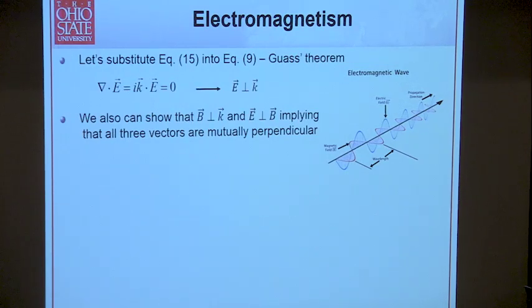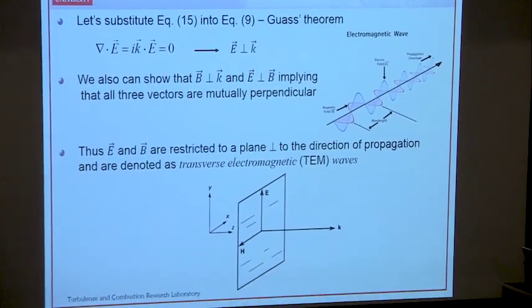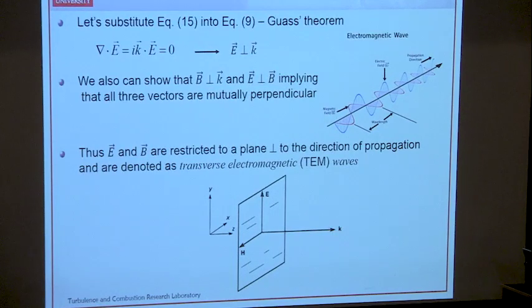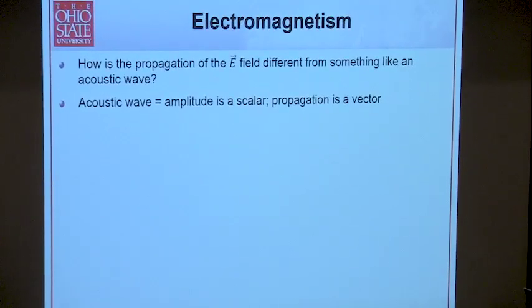And that's when you end up with this schematic here. You have a propagation direction, and then you have the electric field and the magnetic field that are perpendicular to each other and to the direction of propagation. Okay? So what happens is E and B are restricted to a plane that's perpendicular to the direction of propagation, and that's why they get denoted as a transverse electromagnetic wave. So we call these TEM waves. But as I'll talk about in a minute, they only have to be perpendicular, but they can rotate at any angle.